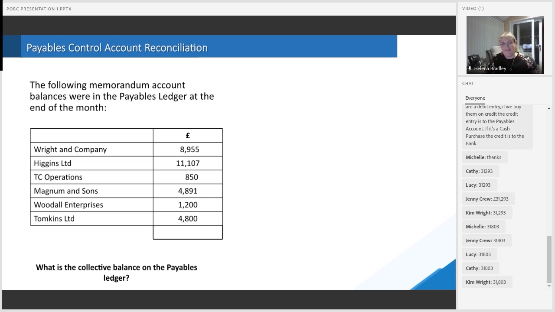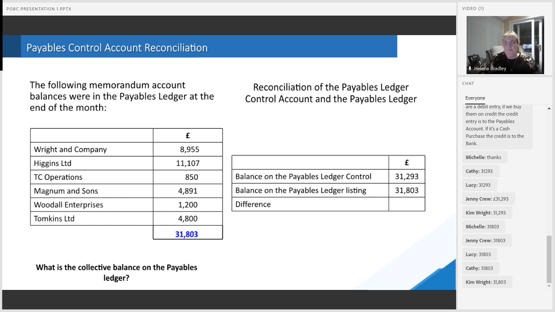You're absolutely right, guys. And that's a bit of bad news because that's not the figure I want it to be. I was hoping it was going to come out to agree to my payables ledger control account. So let's have a look now. Let's do that reconciliation. So the balance on my payables ledger control account from the previous slide we agreed was 31,293. But the balance on my 6 payables accounts is only 31,803. And that's a difference of 510.